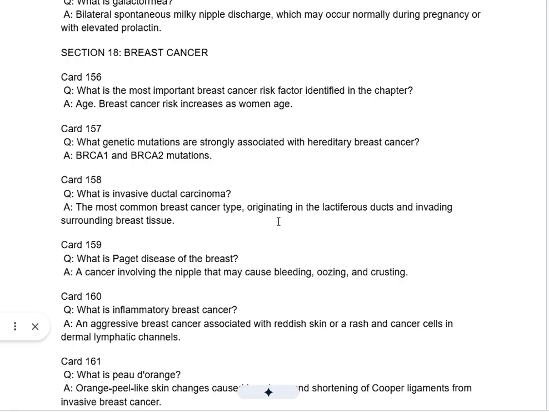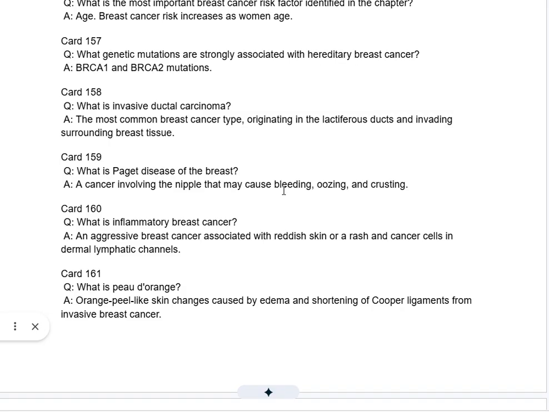Card 158. Q. What is invasive ductal carcinoma? A. The most common breast cancer type, originating in the lactiferous ducts and invading surrounding breast tissue. Card 159. Q. What is Paget disease of the breast? A. A cancer involving the nipple that may cause bleeding, oozing, and crusting.